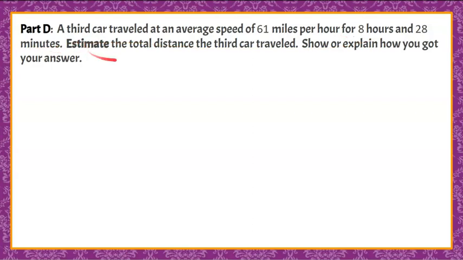We're asked to estimate the total distance that the third car traveled and be able to show or explain how you got your answer. I'll ask you to pause now and come back when you're ready. Welcome back. So this is the third car we're talking about. So in part A and B, we talked about the first car, part C, the second car, and this is a totally different car than those other parts. And it was traveling at an average speed of 61 miles per hour. And it traveled at that speed for 8 hours and 28 minutes.